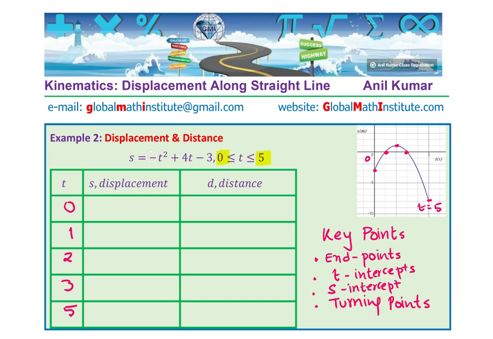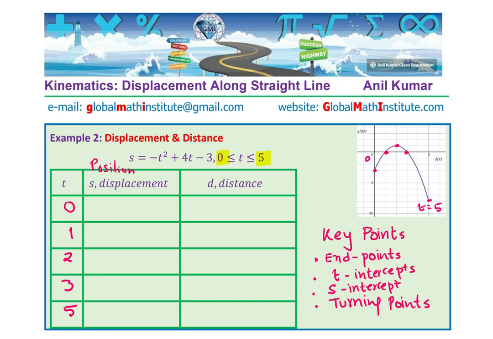Now for each key point, substitute the value of t to find displacement s. Is that clear to you? That is how you'll calculate displacement. And then how will you calculate the distance? Distance is positive. Displacement can be positive or negative. Is that clear to you? Right? Okay. So displacement basically is position. So let me also write this here as position.